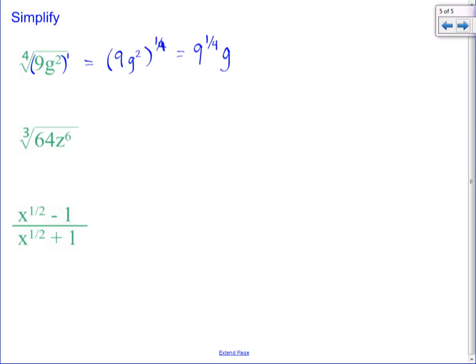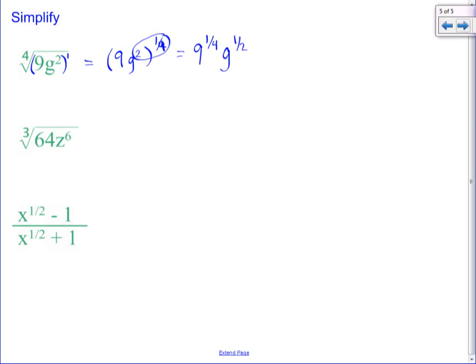I'm hearing a few different numbers, so I want to make sure. What do we do with these two? We multiply them. So what's 2 times 1/4? 1/2. So we got 1/2 right here.